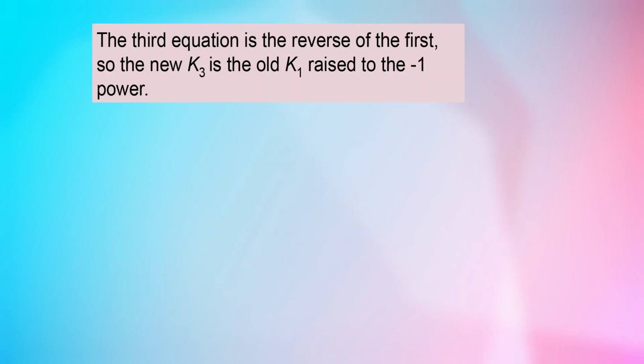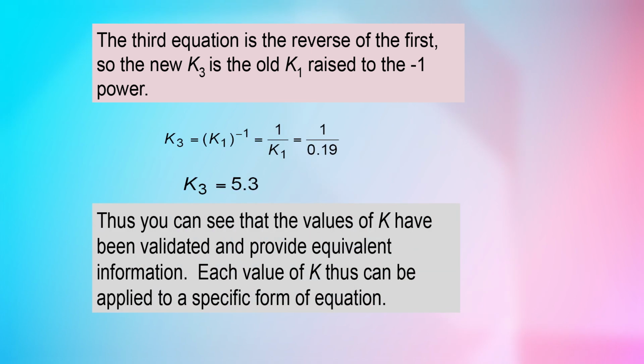The third equation is the reverse of the first. So, now K3 is the inverse of the old K1. If you reverse it, that is 1 by 0.19, 5.3 is the value, we can see that we get the third equilibrium constant. So, each value of K can be applied to a specific form of the equation.